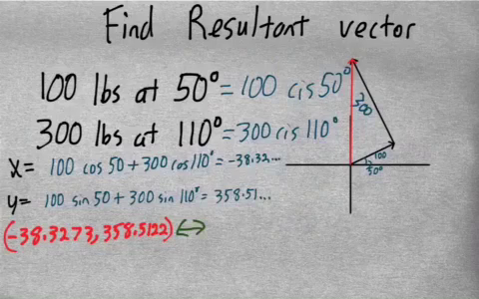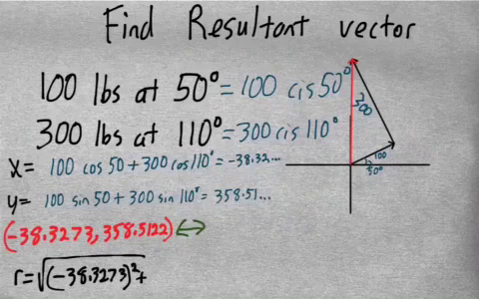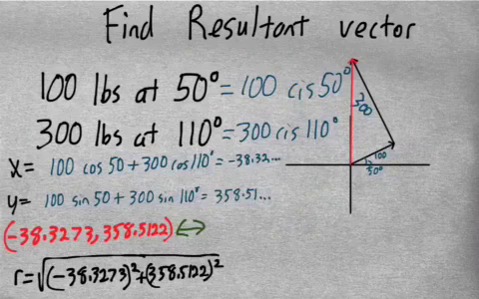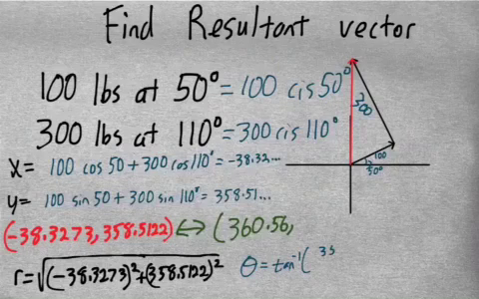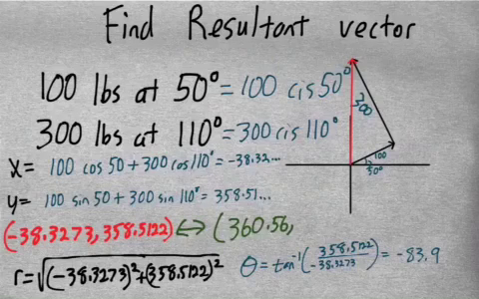But we're in rectangular form. They started out in polar form essentially, so we want to get back into polar form. We're going to use the same methods we did with complex numbers. To find the r, we set up the Pythagorean theorem, and I get 360.56 for my r. To figure out theta, we're going to set up tangent inverse of the y over the x. And when I type that in, I've got negative 83.9.